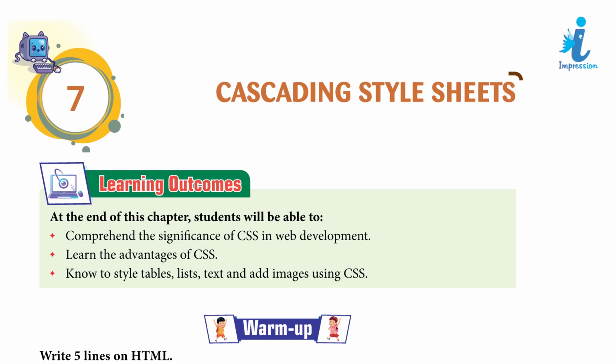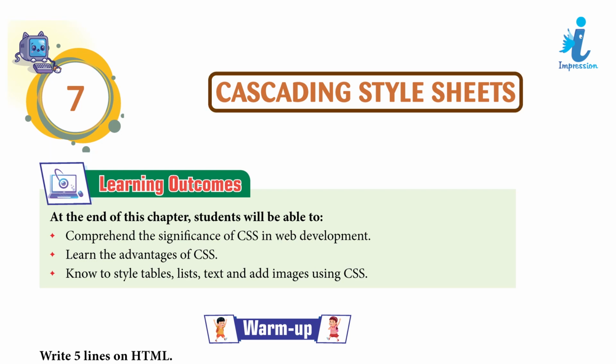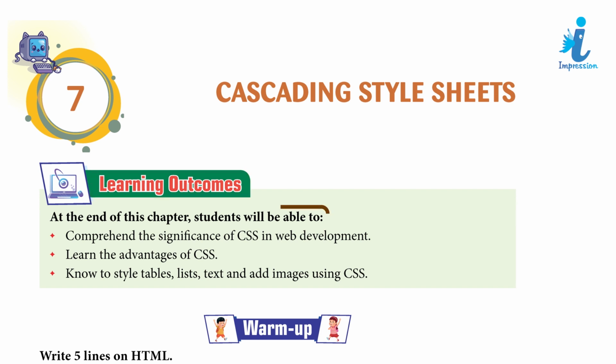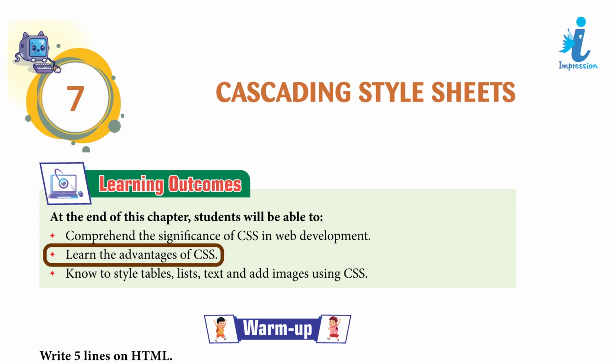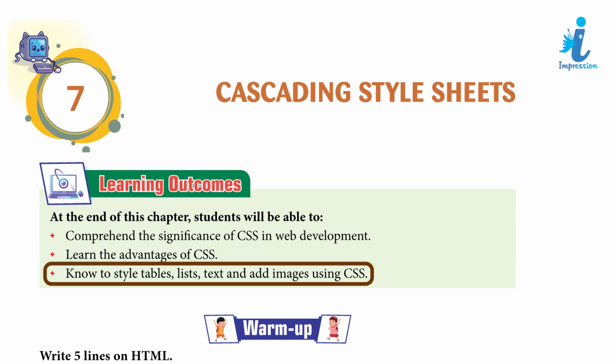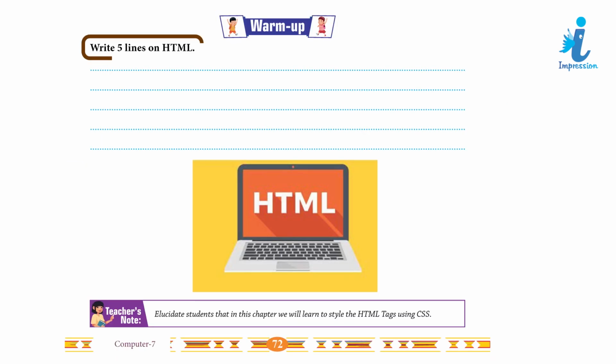Chapter 7 Cascading Style Sheets. Learning Outcomes. At the end of this chapter, students will be able to comprehend the significance of CSS in web development, learn the advantages of CSS, and know how to style tables, lists, text and add images using CSS. Warm up. Write 5 lines on HTML.